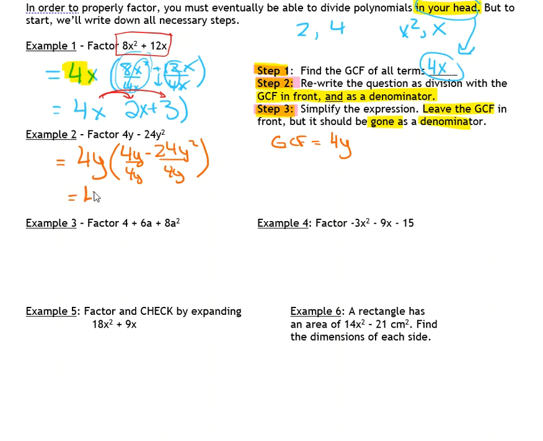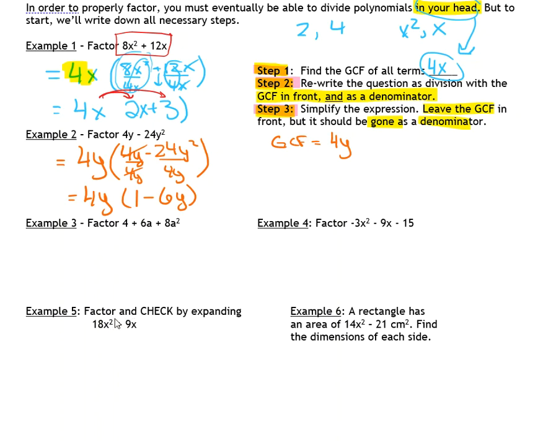So my 4y must stay at the front. Now I divide. What is 4y divided by 4y? They're exactly the same, so they're equal to 1, not 0. 24y squared divided by 4y: 24 divided by 4 is 6, and then y squared divided by y is y. That is factored.